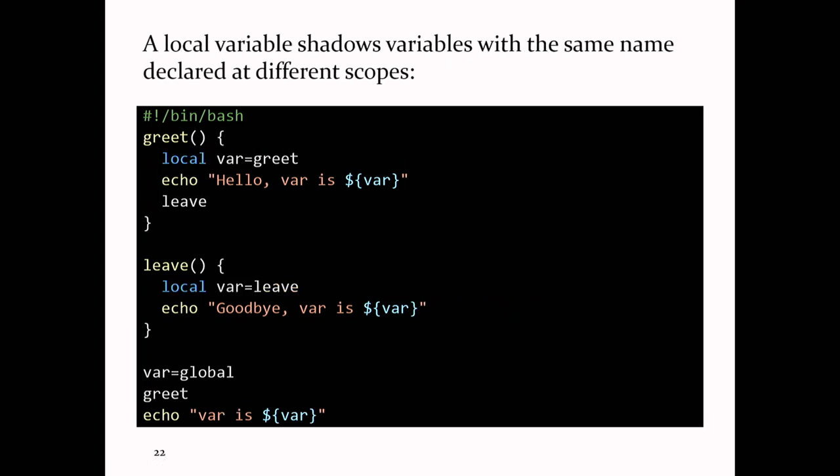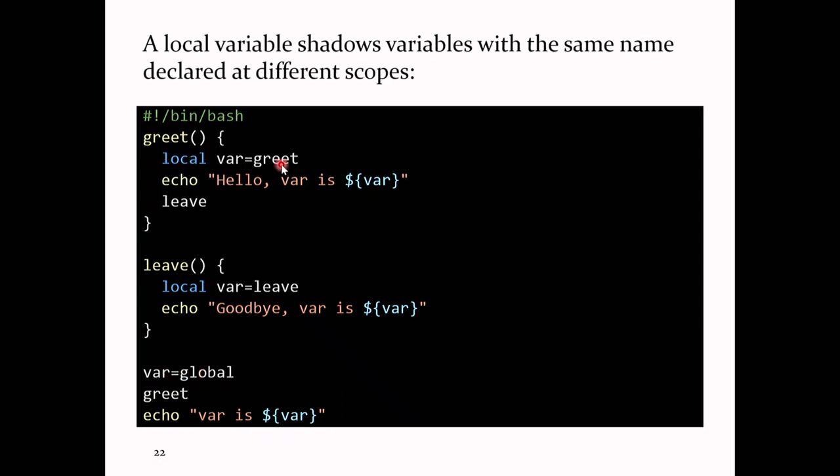Now, if you want to, you can in fact declare a local variable. So if you really want a local variable, that is a variable that's only visible inside the function that it's declared, then you use the keyword local. So when you make a local variable, that hides any other variable that's in an enclosing scope. So here we've got var. There's our variable var. Its value is global. We call greet.